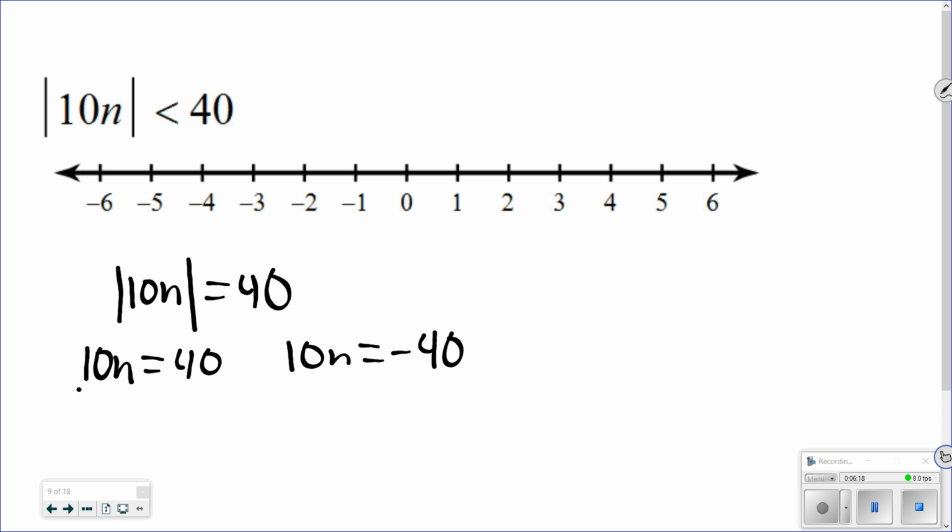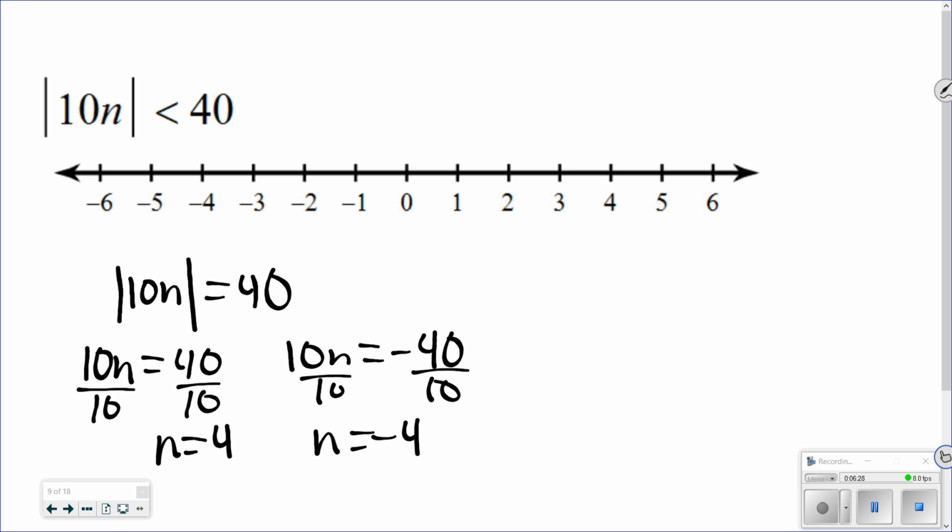So divide by 10. N is equal to 4. Divide by 10. N is equal to negative 4. Okay, take those two and put them on the number line. This one does not have an equal sign, so I'm going to put an open dot. Open dot at negative 4 and at 4.